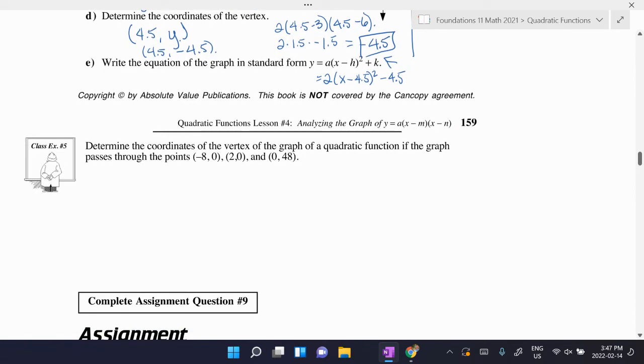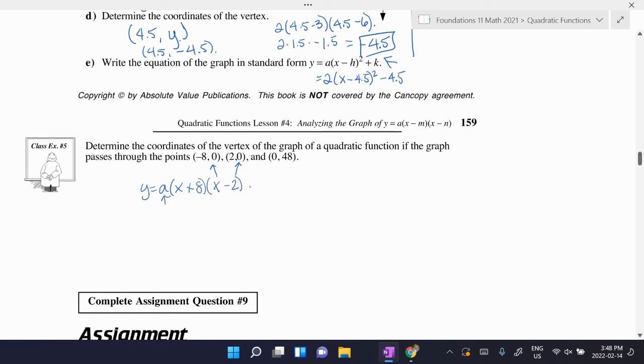Determine the coordinates of the vertex of the graph of the quadratic function that passes through negative 8 and 0, 2 and 0, and 0 and 48. So what are these? When they are equal to 0, what does that tell us? If you said our x-intercepts, you are absolutely right. So y is equal to a times x plus 8 and x minus 2.